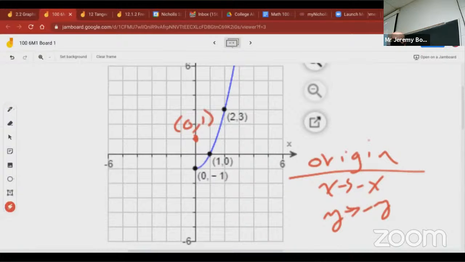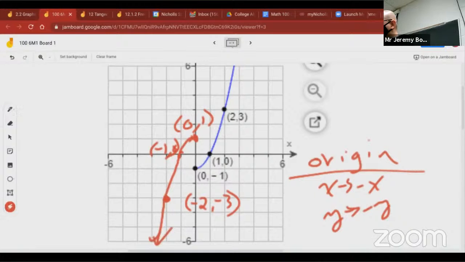We have 1, 0. So I'm going to change the sign on the x. That's going to give it negative 1. Change the sign on the 0, it's still 0. So I'm going to have the point negative 1, 0. And then I need to change the signs on both the x and y of 2, 3. So that's going to be negative 2, negative 3. And so this is going to look like this. Oh, that was really bad. Okay.